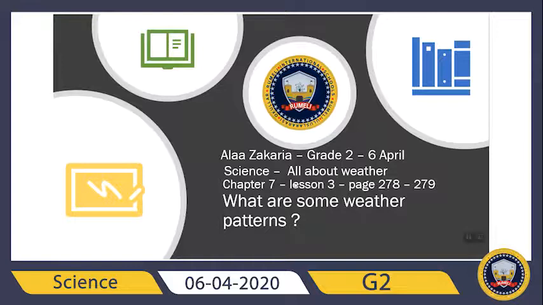Today we will start chapter 7, lesson 3. Okay, now show me your science book and open page 278. Lesson 3 is talking about what some weather patterns are. Let's see the meaning of weather patterns.